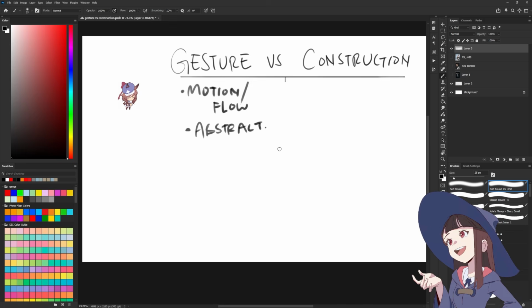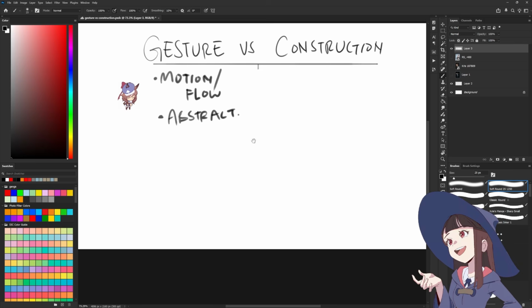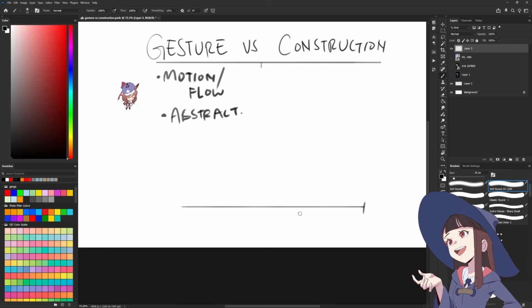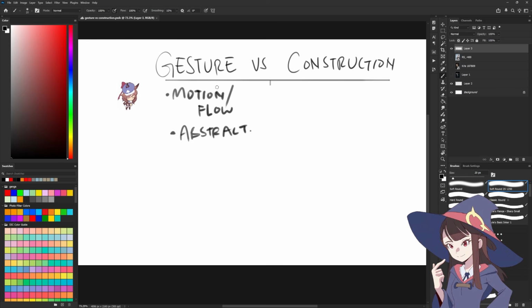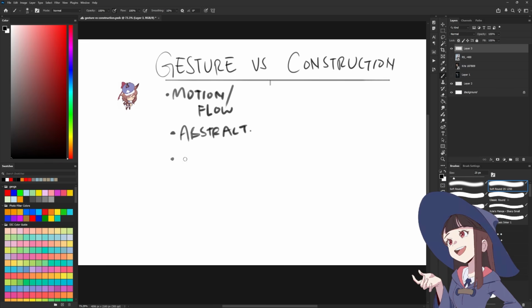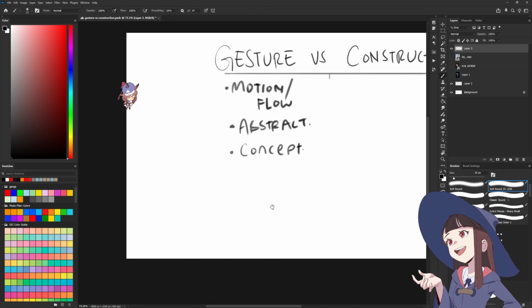And I should make the point now that gesture and construction, it's not like you're doing one or the other. It's kind of a spectrum. Like this, your figure drawings can fall anywhere between this line. So we have the motion, the flow, the abstract, and also like the concept. So what does all of this mean?